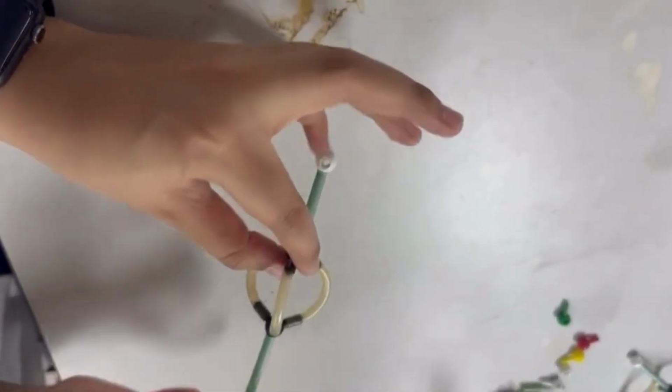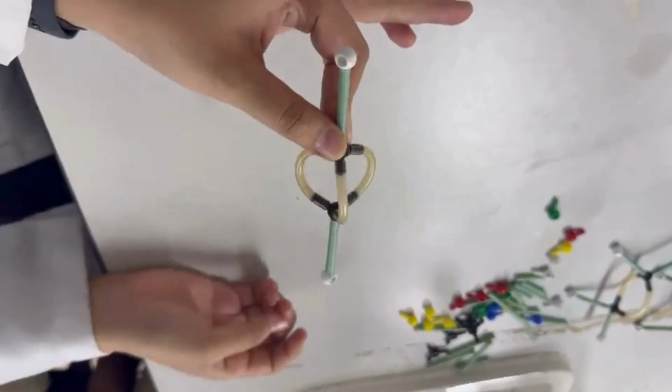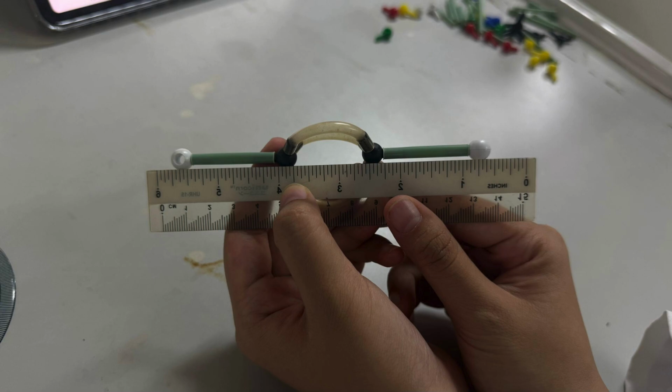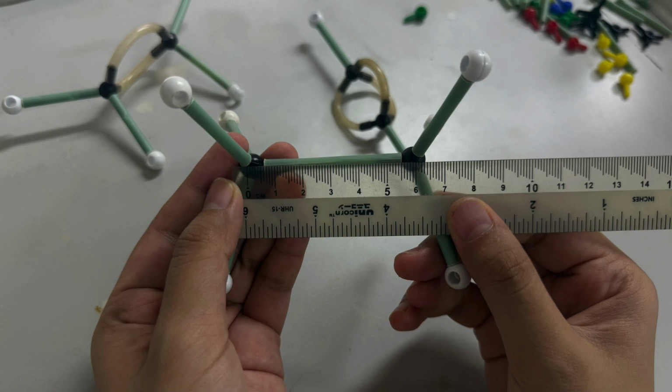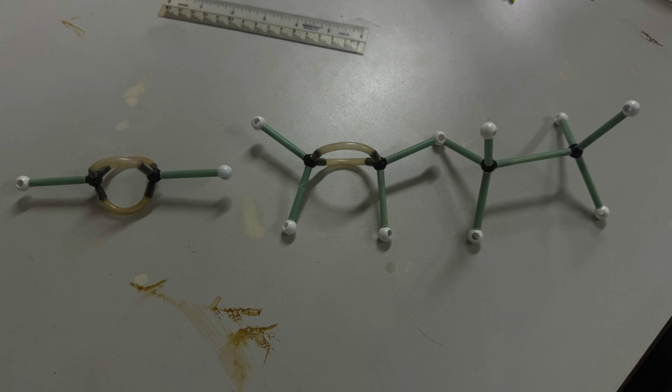Just like the double bond, this triple bond restricts all rotation. Here is the planar drawing for ethyne. Measuring the distance between the carbon centers across our three models, we arrange the bond lengths in increasing order. The shortest is the triple bond, followed by the double bond, and the longest is the single carbon-carbon bond.